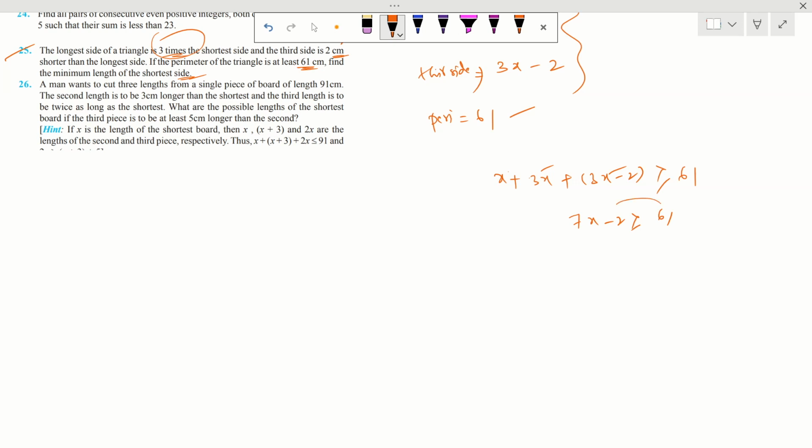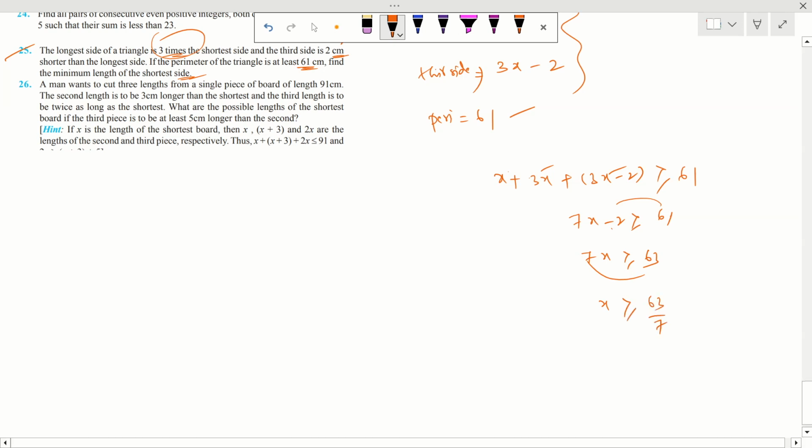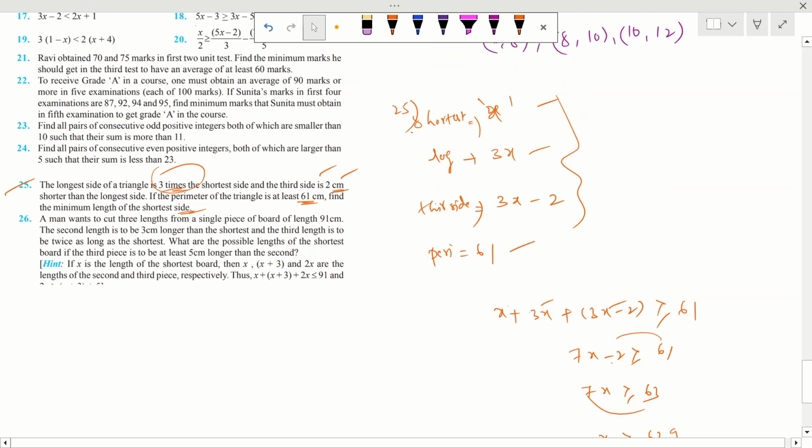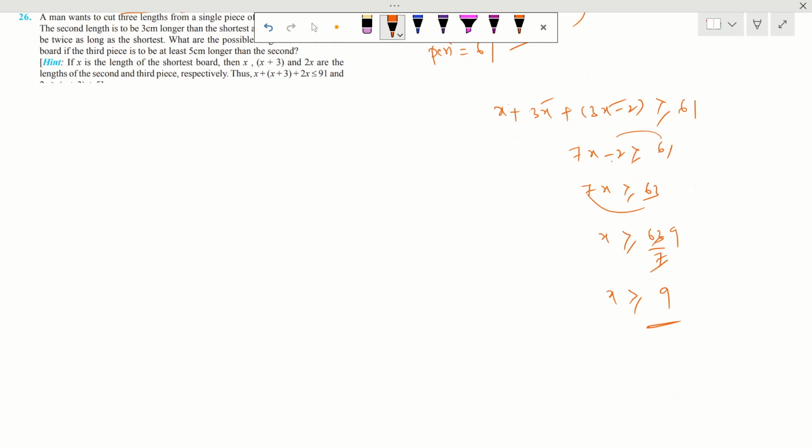And I will take minus 2 to this side. Then it is 7x greater than or equal to 61 plus 2, which is 63. And I will take 7 to this side. Then x is greater than or equal to 63 divided by 7. 7 nines are 63, so x is greater than or equal to 9. So the minimum length of the shortest side is 9 centimeters, right?